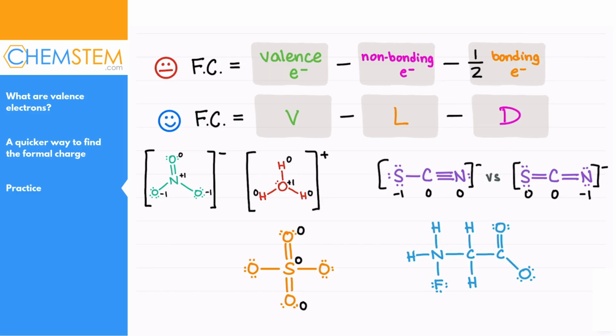But if we calculate the formal charge on the other oxygen, so this one or this one, it's going to be valence minus lines minus dots. We get 6 minus 1 minus 6. There's a negative 1 formal charge on both of those. If you add up the formal charges, you're going to get that the entire molecule is going to have a negative 2 charge.